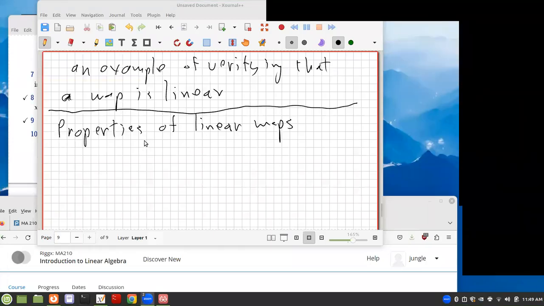Go on and look at the property. We have two properties. Linear maps can also be one-to-one, onto, and they can have both. Now, a linear map that is both is called an isomorphism.